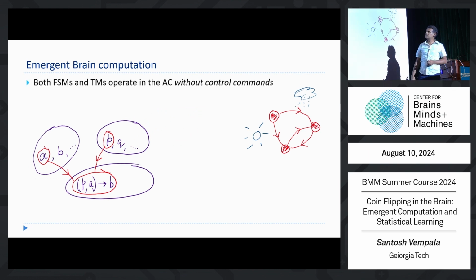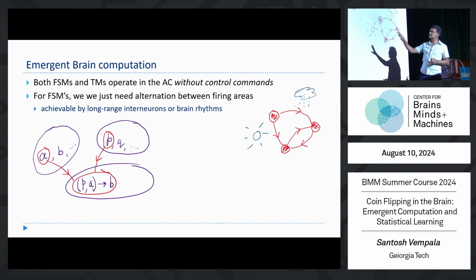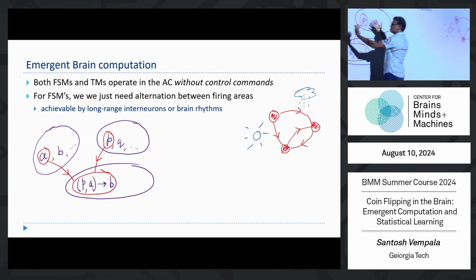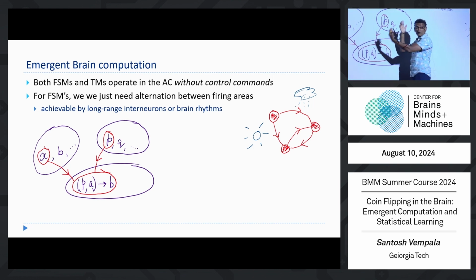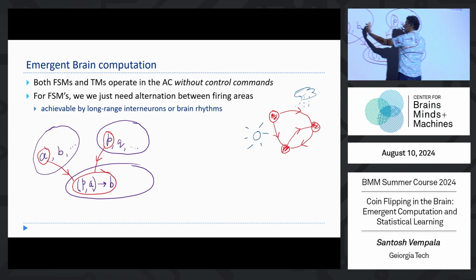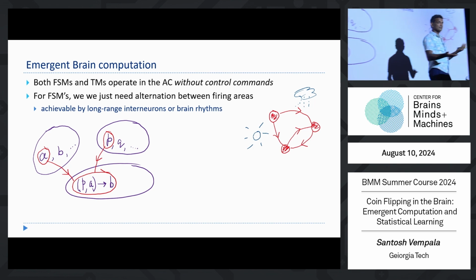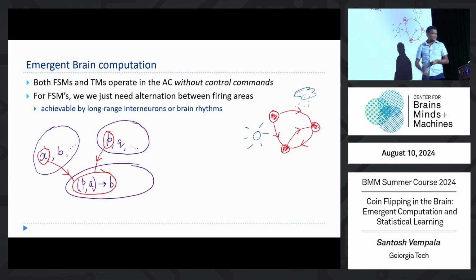This is what I mean by emergent brain computation. In this assembly calculus, without any control commands, the only thing we need is that a certain pair of areas have to be forced to alternate in their firing. When this area fires, then this area doesn't fire, and then the next time this area fires. So there has to be an alternation between the areas, which there are multiple mechanisms for in the brain. I don't know which one is actually responsible for it.